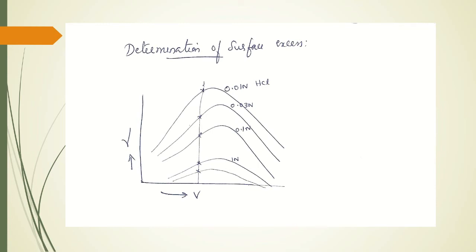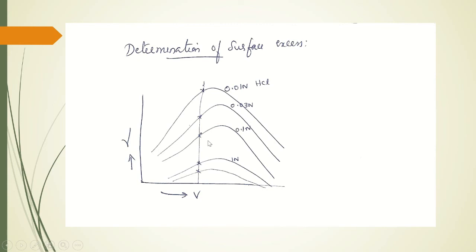Next, let us see how to calculate the surface excess of a series of electrolytes with different concentrations. So here, this graph is just the representation of surface tension gamma versus potential. Here you are taking the gamma curves of a series of electrolytes with different concentrations: 1 normal, 0.1 normal, 0.03 normal, and so on. And you are drawing a perpendicular through the center, or almost the center, of all these parabolas.